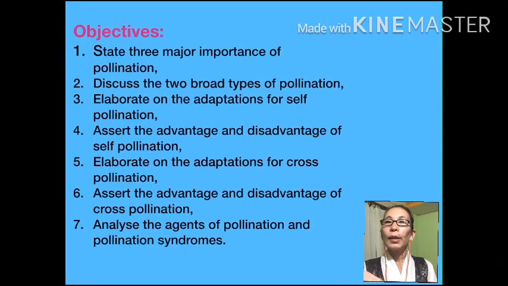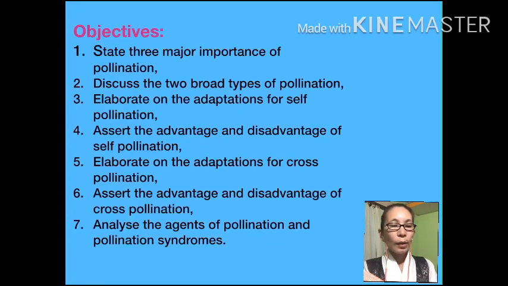4. Assert the advantage and disadvantage of self-pollination. 5. Elaborate on the adaptations for cross-pollination. 6. Assert the advantage and disadvantage of cross-pollination. And 7. Analyze the agents of pollination and pollination syndromes.